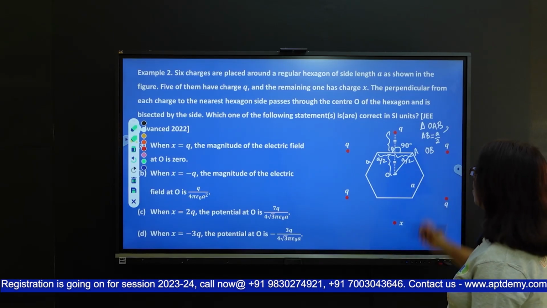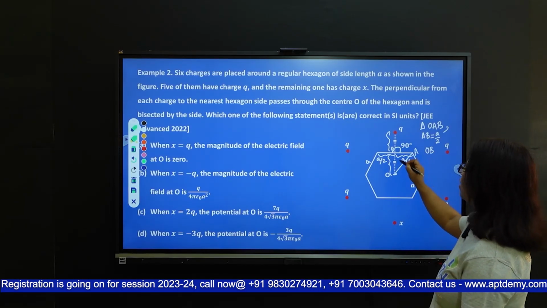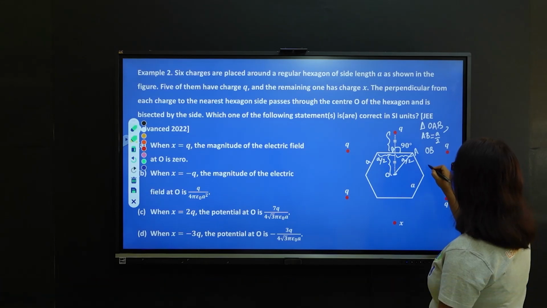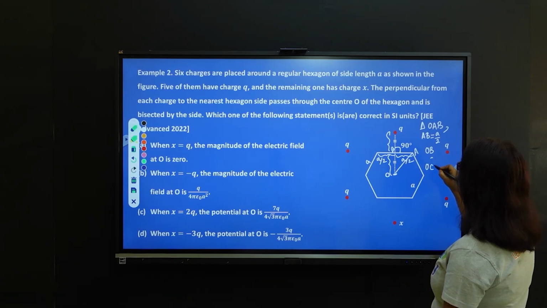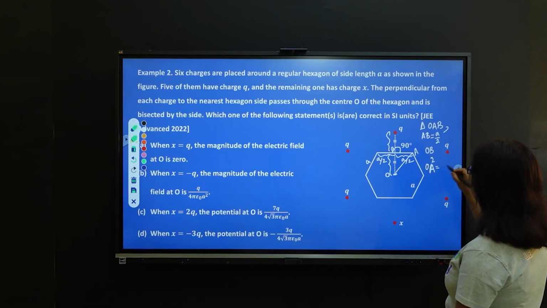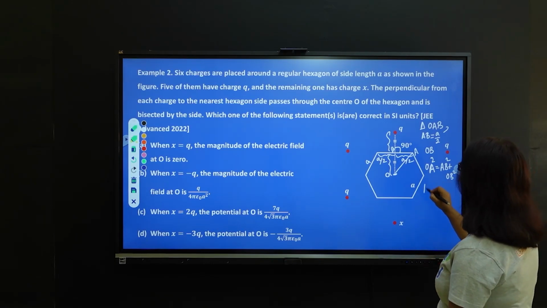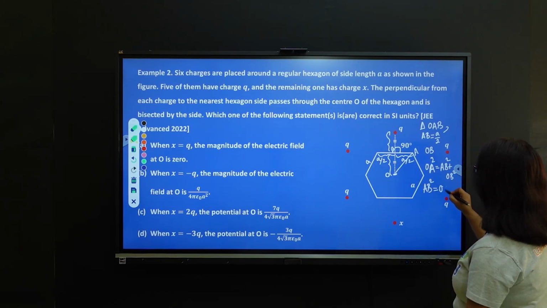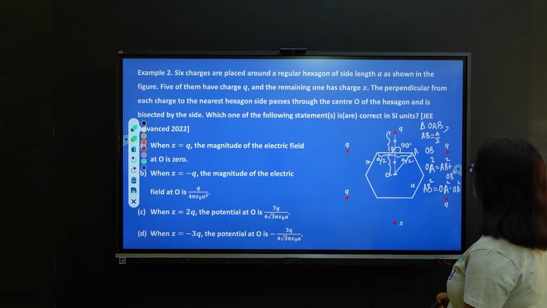Suppose we need to find out OA. As you can see, this is a right angle triangle. We can write by Pythagoras theorem that OA square is equal to AB square plus OB square. Now here if we try to find out AB square, it will be equal to OA square minus OB square.